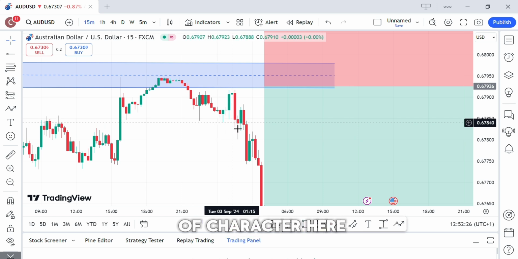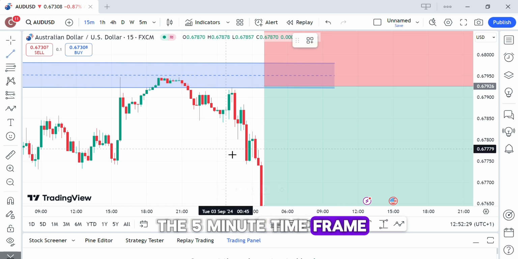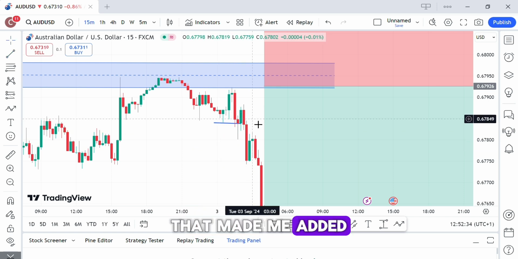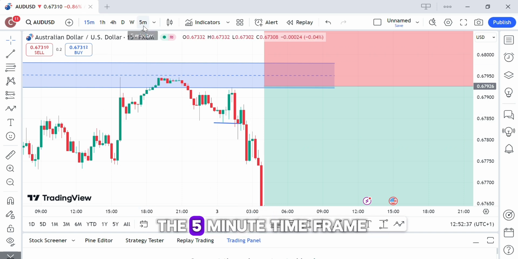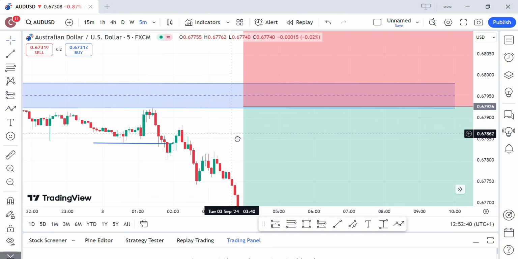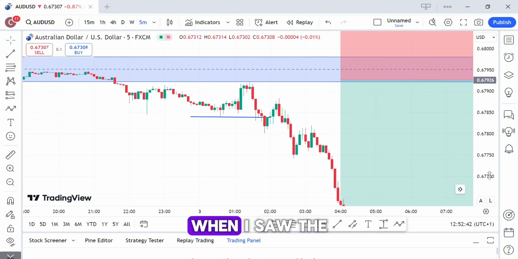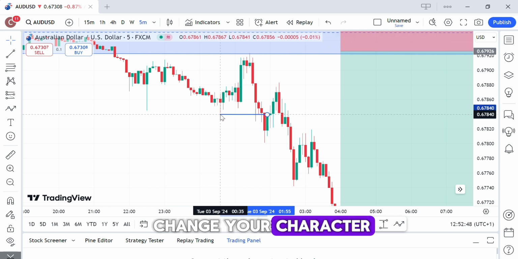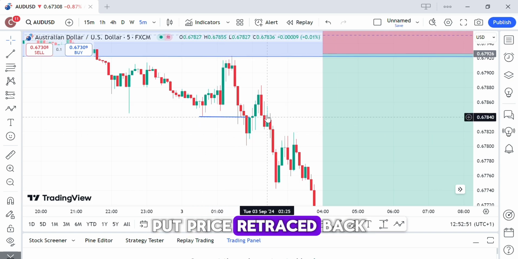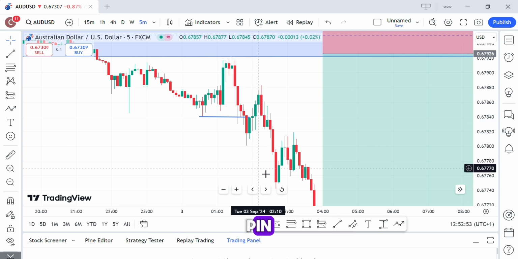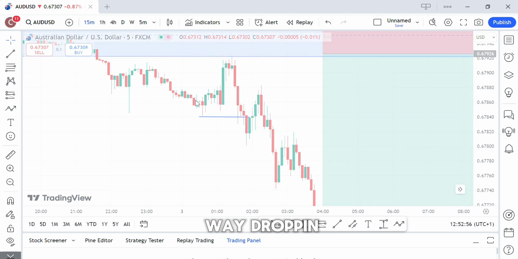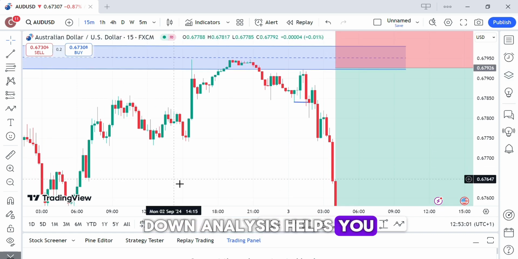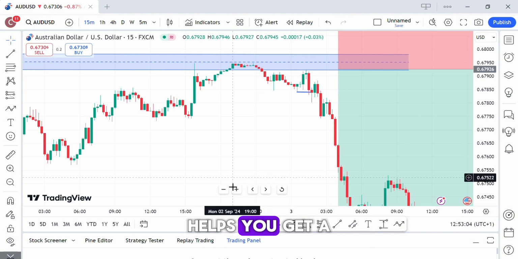If we go to the 5-minute time frame, we'll see it clearly. I saw a change of character here. That made me add more position at this point. And let's go to the 5-minute time frame. So on the 5-minute time frame, when I saw the change of character here, I added more position because price retraced back and started dropping all the way, dropping to this point. So this is how top-down analysis helps you get a better entry.